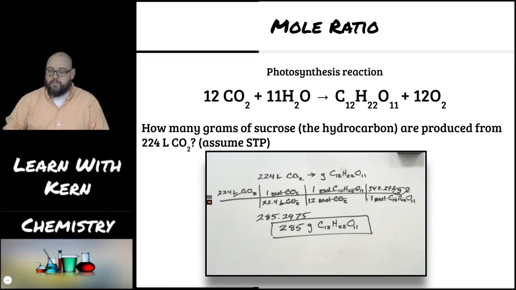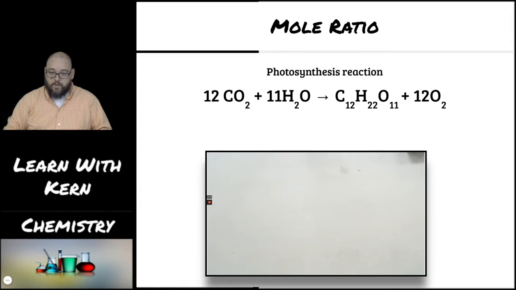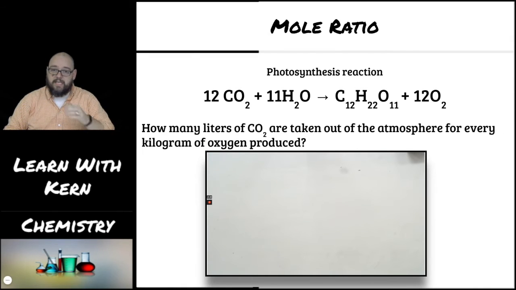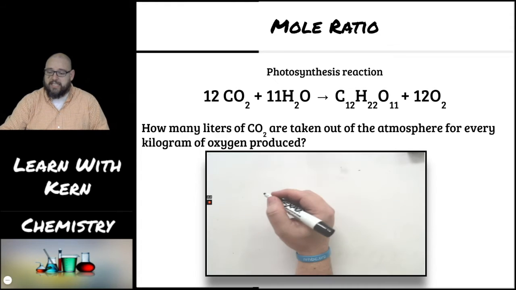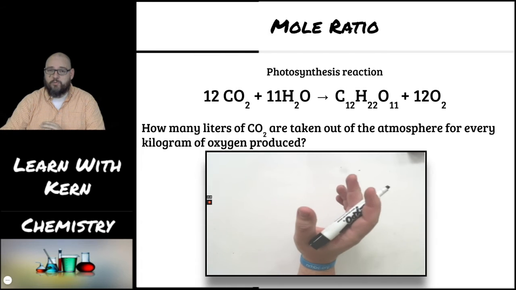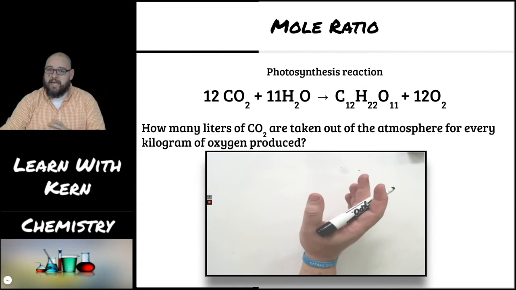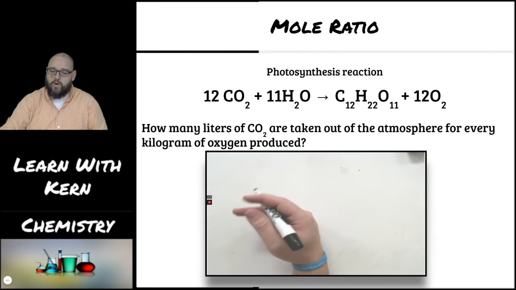And that is my final answer. So for this example, we're using the same equation. How many liters of carbon dioxide are taken out of the atmosphere for every kilogram of oxygen that is produced? So this time I'm actually giving you a quantity that is on the right side. I'm giving you how much product is made and asking how much reactant is required.